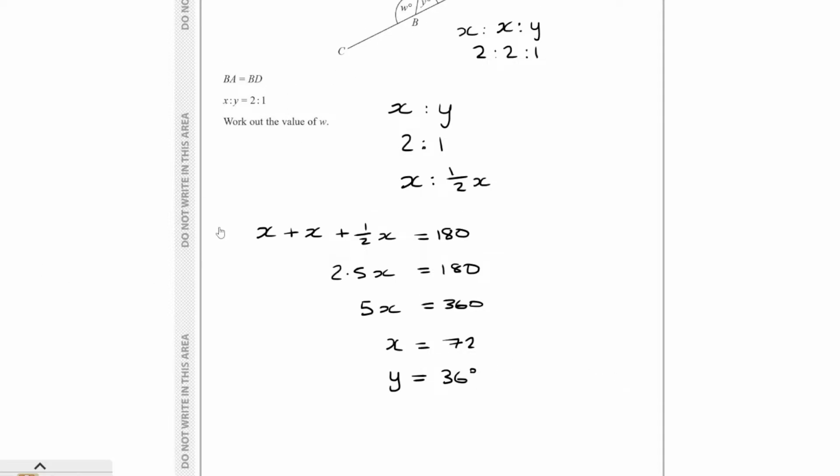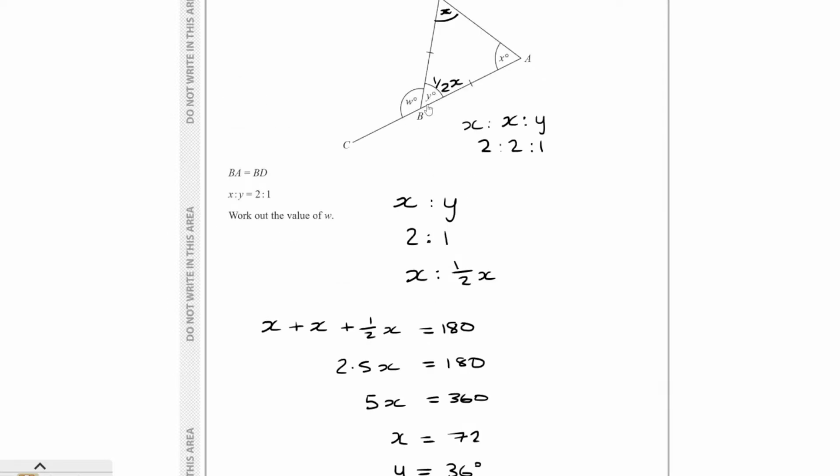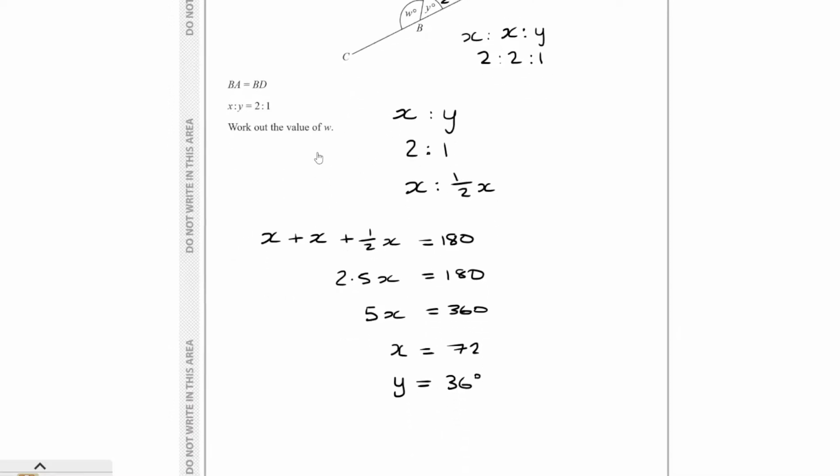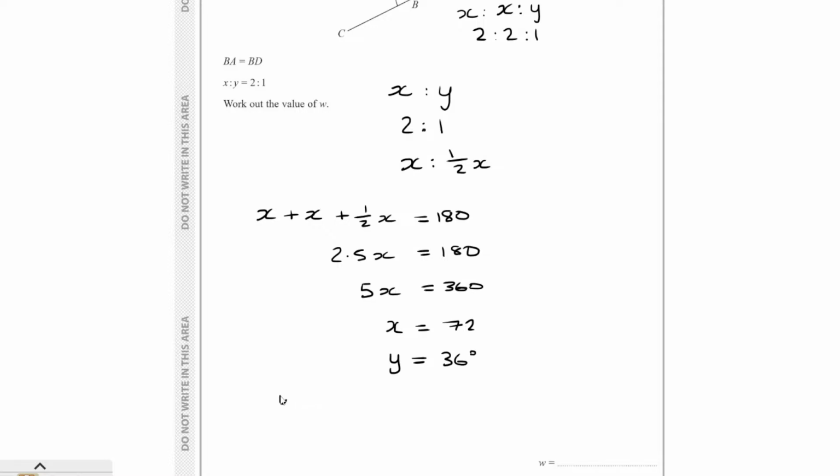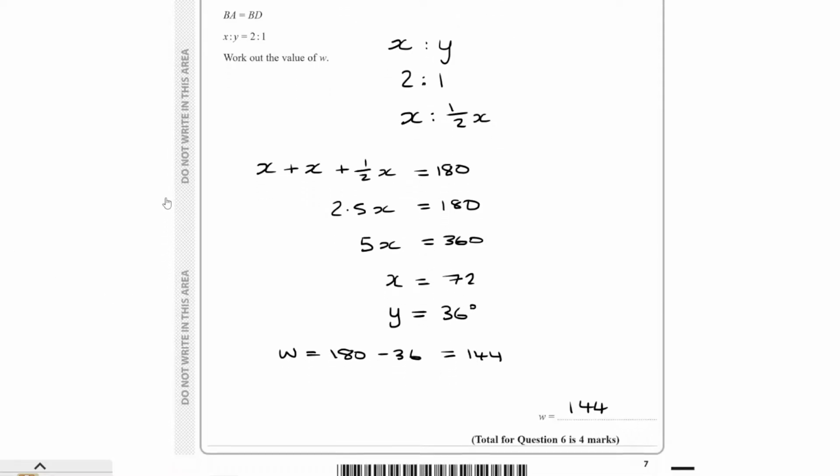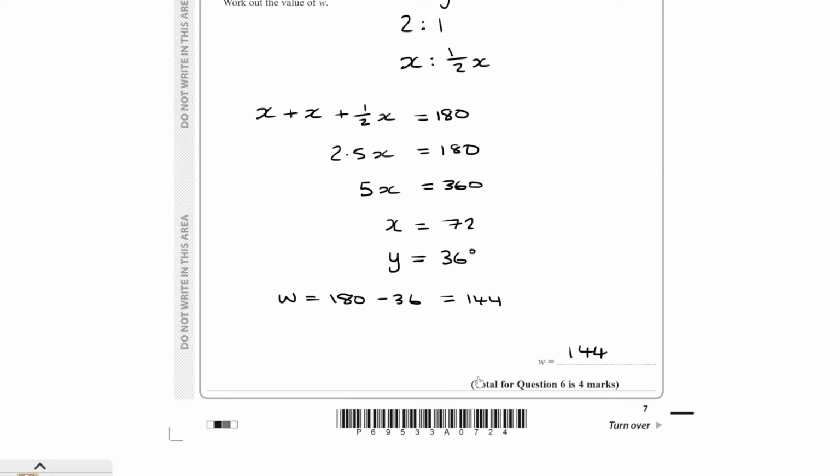Zoom back up so you can see the actual image. Y and w are just on a straight line, aren't they? So obviously we know that angles on a straight line add up to 180. So all I need to do, my last step, is 180 minus y, which is 36. So w is 180 minus 36. Yeah, you could do column subtraction, or you could just take away 30, take away 6. If I take away 30, I get 150. If I take away 6, I get 144. So w is 144. There, 4 marks.